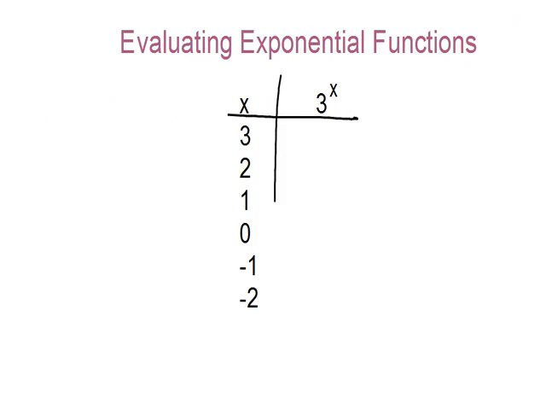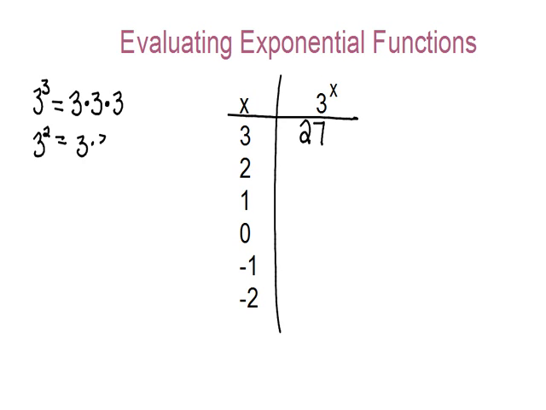I'm going to kind of motivate for you a little bit here why we've got things like the rule about zero powers and negative powers. So what we're looking at is when x is 3, so we're trying to evaluate 3 to the third power. Now remember, that means 3 times 3 times 3. So that's going to be 27. Or 3 to the second power is 3 times 3, which is 9.